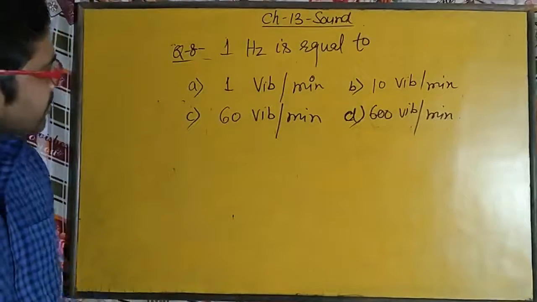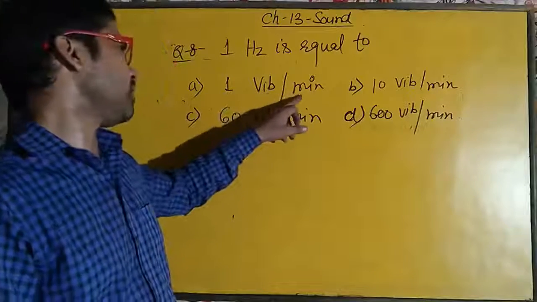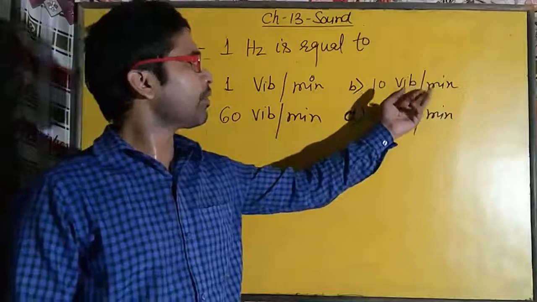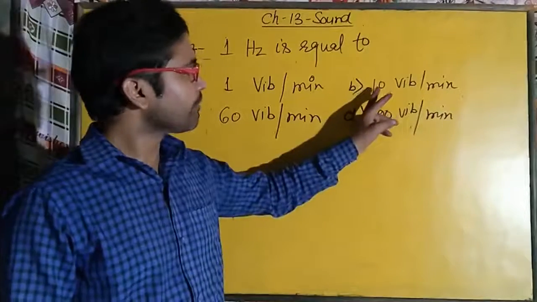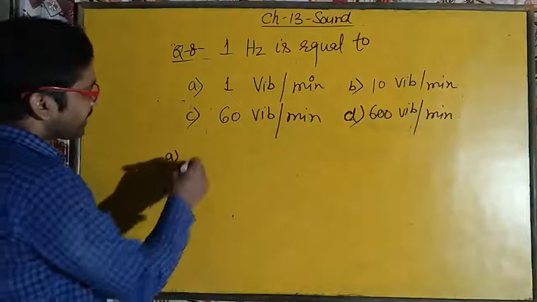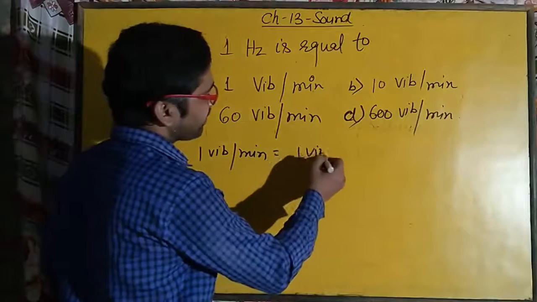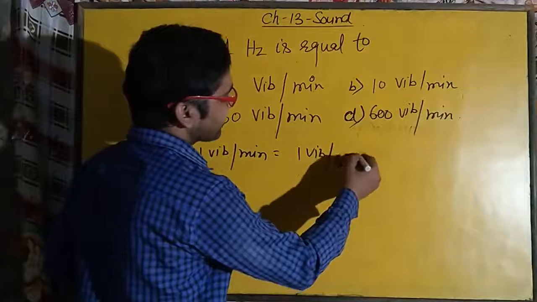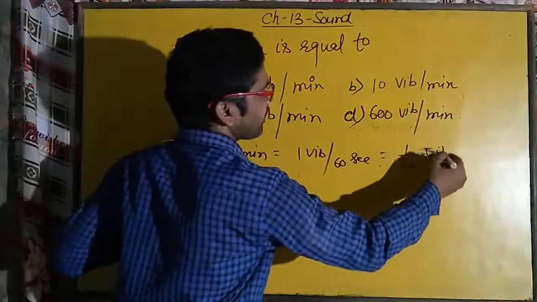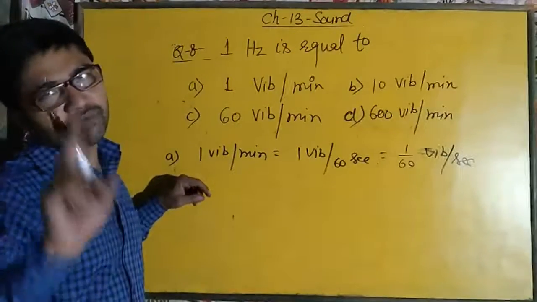But in the options, do you get any option like that, 1 vibration per second? Look at this, 1 vibration but per minute. No, it is not correct. Then 10 vibrations per minute. Do you think this one is 1 vibration per second? Oh no, this one is also not correct. So let's check option number A. If you check 1 vibration per minute, at the place of minute you can write 60 seconds. So it is 1 by 60 vibrations per second. Do you think it is correct? No, because we need 1 vibration per second.